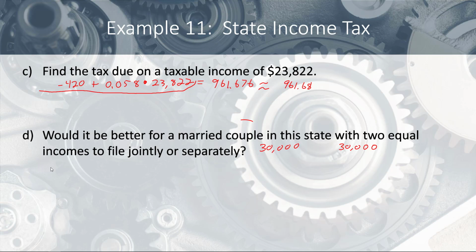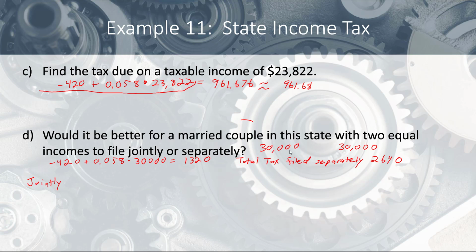If they file separately, then each would pay the exact same tax. And the tax would be the same as this bracket right here, since we were in the $15,000 to $30,000 range. So each person would pay negative 420 plus 0.058 times $30,000. And that would give us a tax of $1,320 per person. So since there are two of them, the total tax if filed separately will be $2,640.